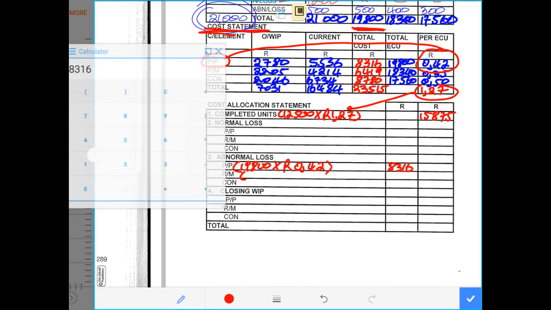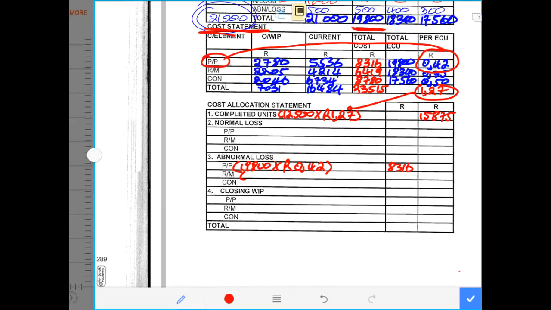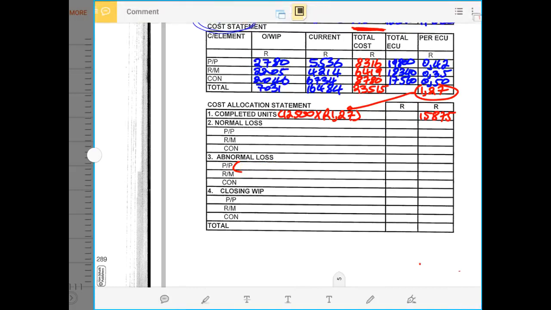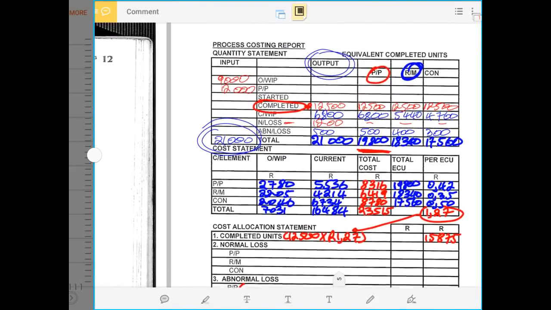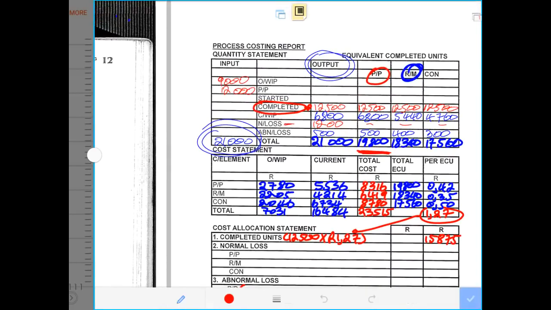8,300. Okay, sorry. We are dealing with the abnormal loss. Sorry for that, I've just done wrong calculations. Apologies. We are with the abnormal loss, and for our abnormal loss, we look under the PP. Okay, the PP, nothing changes, but under abnormal loss, here's our abnormal loss.